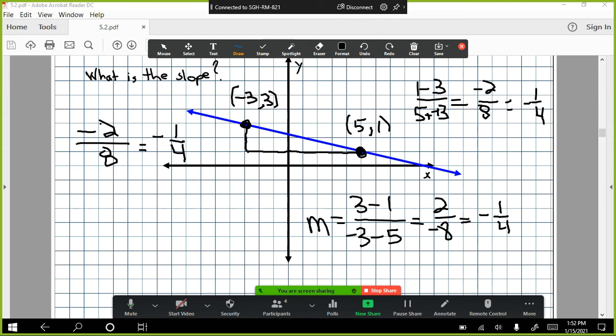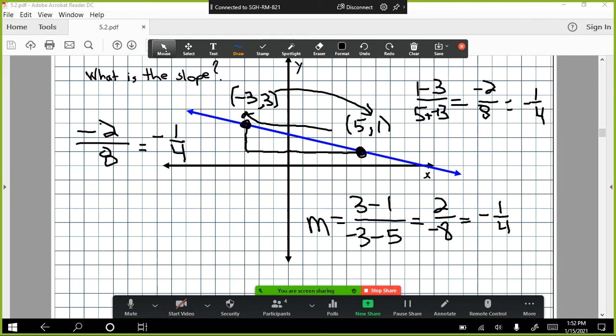Okay, what you have to be careful of is I don't subtract the y's in one direction and then turn around and subtract the x's in the other direction. That will cause me to miss my sign. So I have to subtract the y's in the same direction as I subtract the x's. Okay, so make sure you do that.